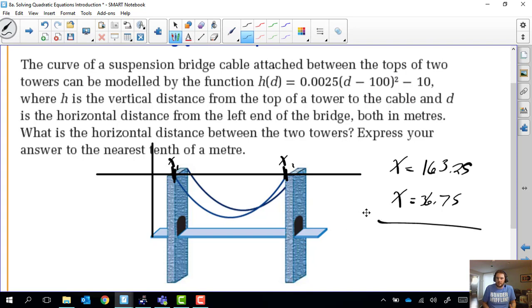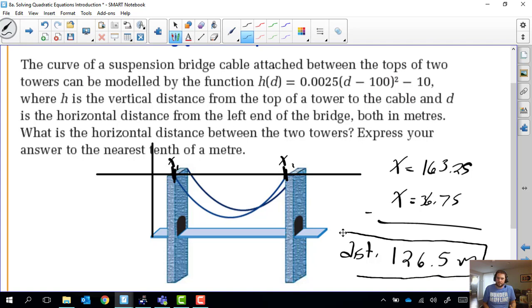So now what that means is these are my two x-intercepts. So now if I subtract these two values, I'm going to get the distance between them. So the distance between them is 126.5. And our units were given in meters, so we are also in meters.